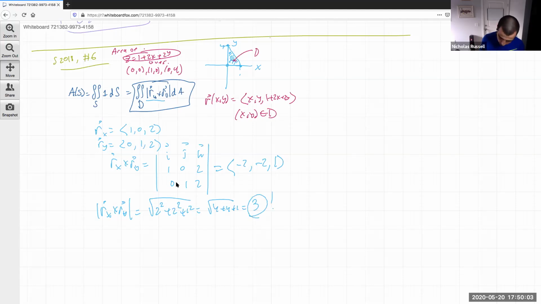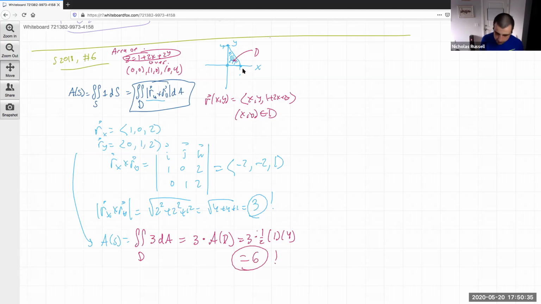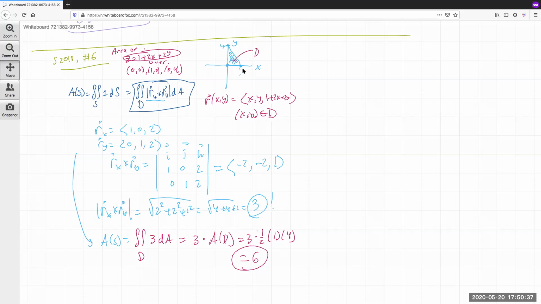And so therefore, the area of the surface is equal to the double integral over D of 3 dA, which is 3 times the area of my domain D. So it's just calculating 3 times the area of this triangle right here. Triangles are really nice to do, 1/2 base times height. So 3 times 1/2 times 1 times 4. And so this is 6. Not 6 factorial.